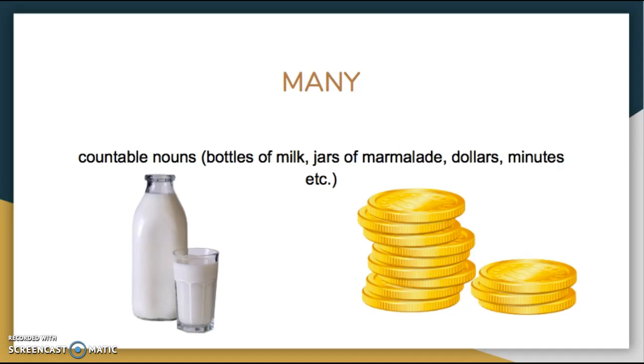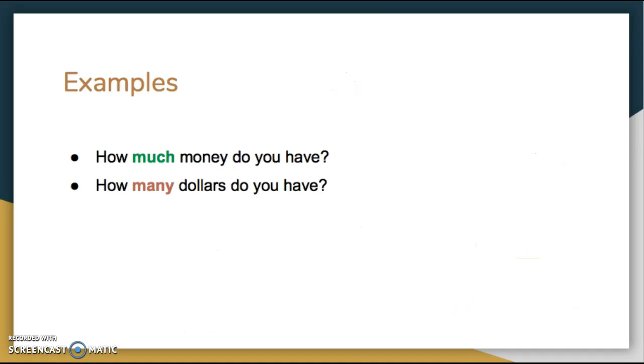Let's look at some examples. How much money do you have? We use much here because money is an uncountable noun. You cannot count how much money you have. It is a larger category that consists within itself things like coins, dollars, and cents.